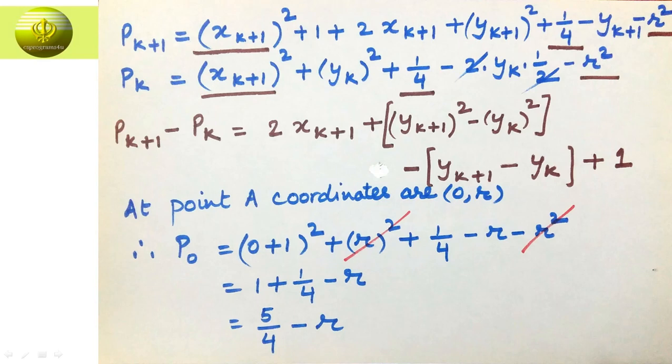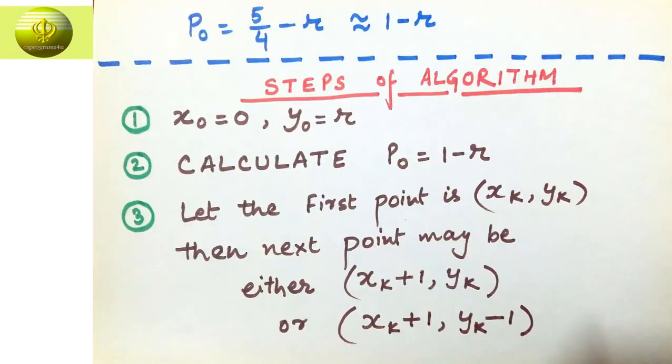Now, plus r square and minus r square cancel with each other, and we can write 1 plus 1 over 4 minus r, that's 5 over 4 minus r. Now, what we have to do inside our algorithm, the content is 1 minus r, because 5 over 4 is nearly equal to r. Now, what are the steps of algorithm? In first step, we are starting from x0 is equal to 0 and y0 is equal to r, that is the starting point, as we already discussed.